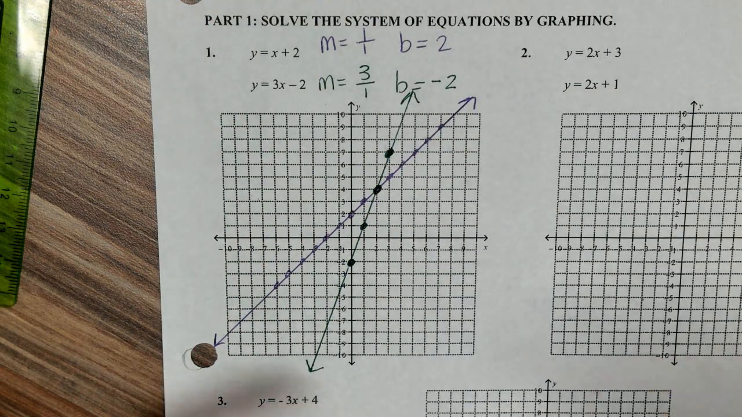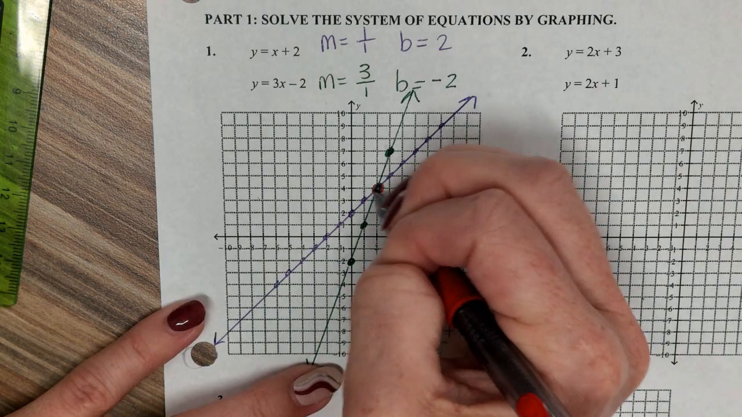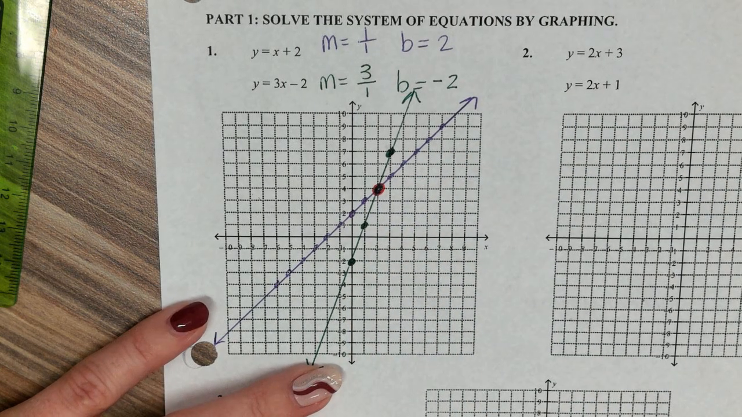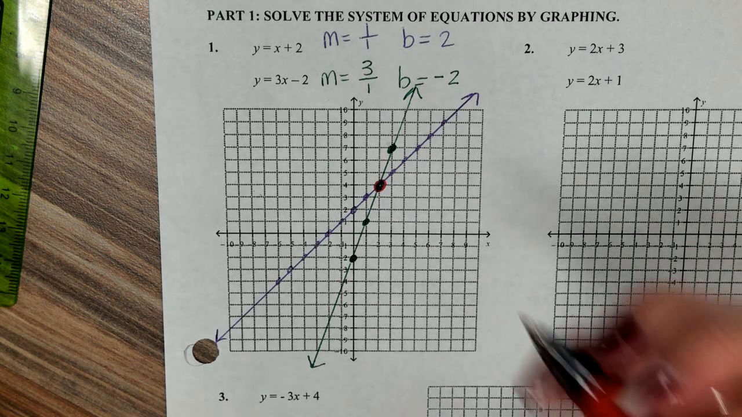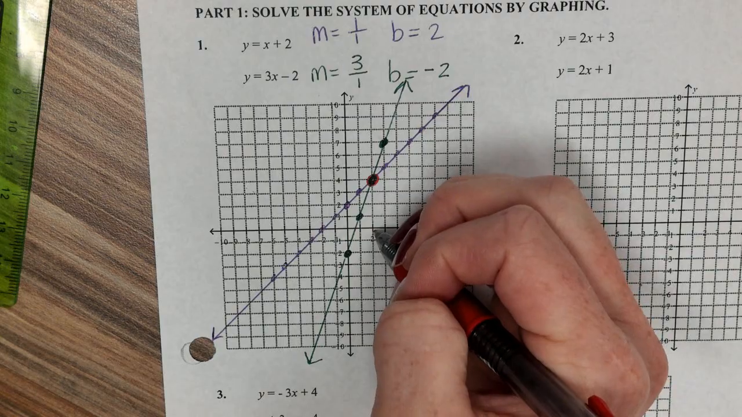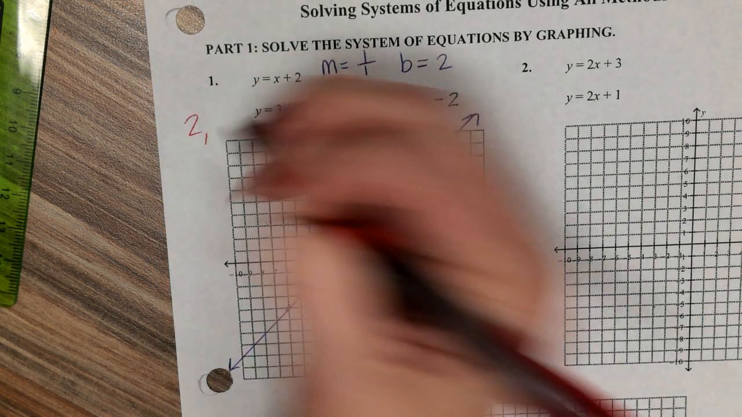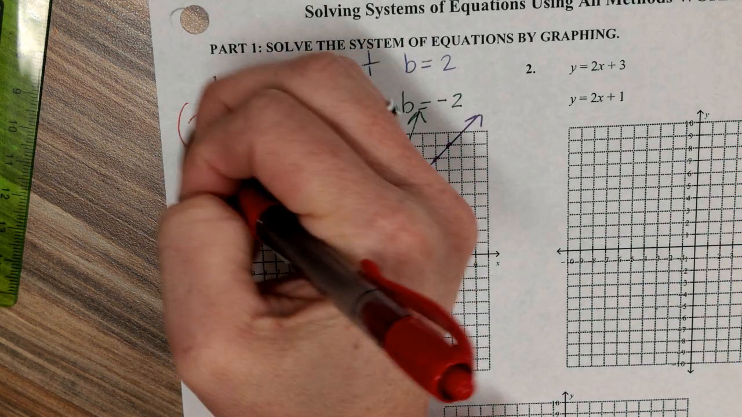And the point where they intersect is called the, anyone? What's it called? The solution. Good. It's the answer. It's the solution. So what is the x value of this point? 2. What is the y value? 4.